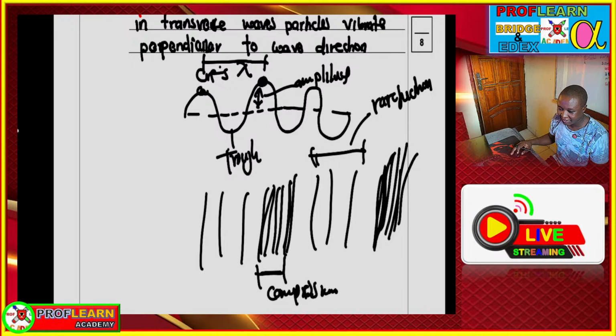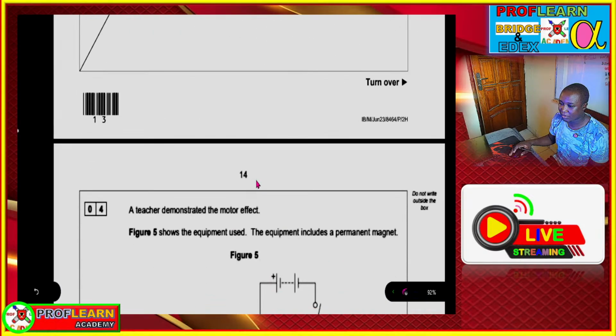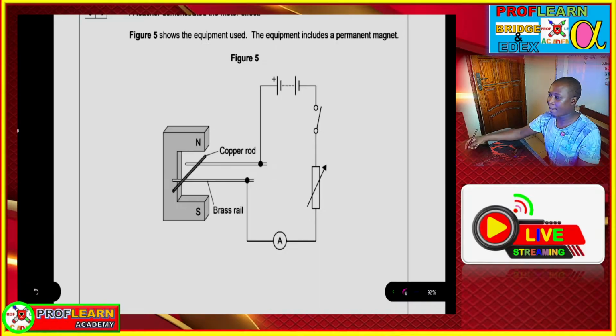All right, so moving further, we have the next question down here. Let's check what the question was about. The next question is about the motor effect. What is the motor effect? When there is a current in a conductor, and that conductor is placed within a magnetic field.